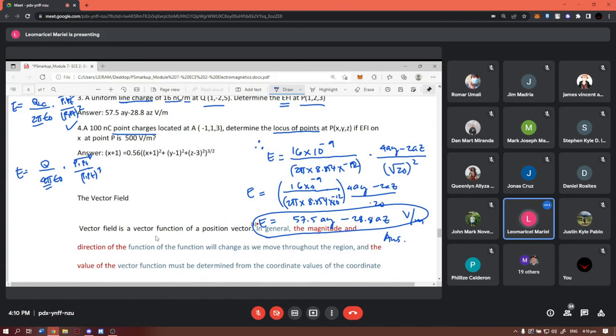At point P, X, Y, Z, if EFI on the X coordinate at point P is 500 volts per meter. Okay? So, hindi EFI ang itinanong kasi ibinigay na ang EFI. Ang tinatanong, ano yung magdi-define na equation sa X coordinate kung ang EFI mo ay 500 volts per meter. So, the answer here must be an equation. Okay. Nakuha ba?